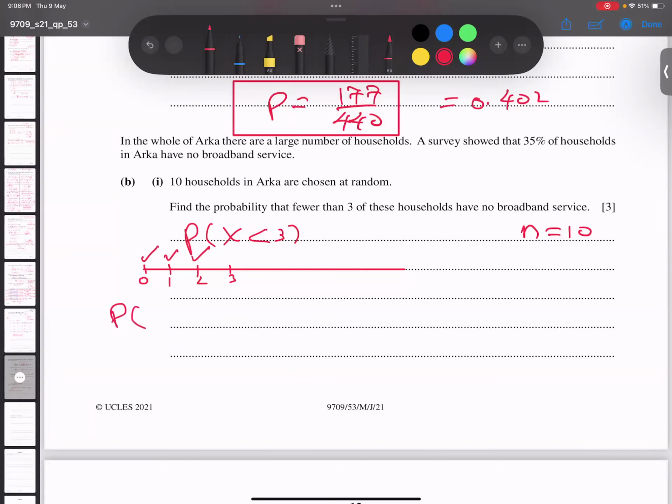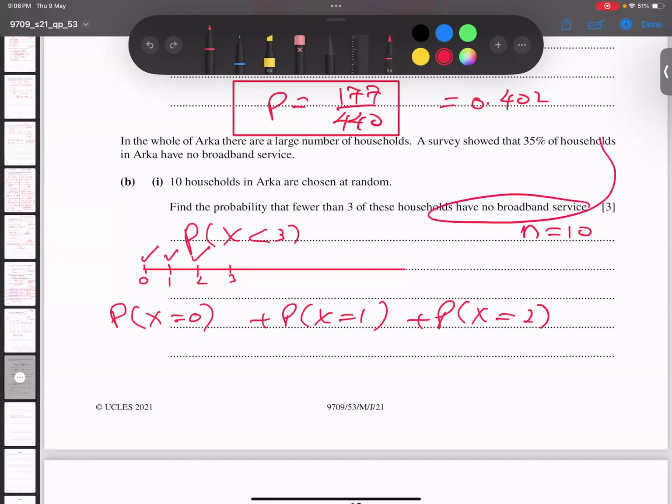So it means x equals 0, x equals 1, and x equals 2. But what is the probability of having no broadband? P is the probability of favor. I am demanding this one. So 0.35 is my probability because it is 35 by 100, and Q becomes 1 minus this, so 0.65.